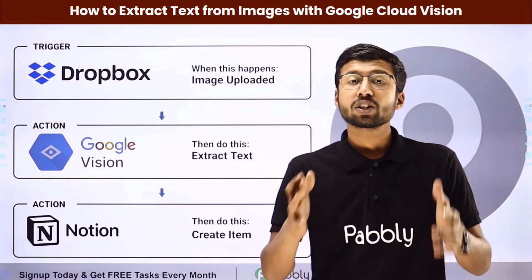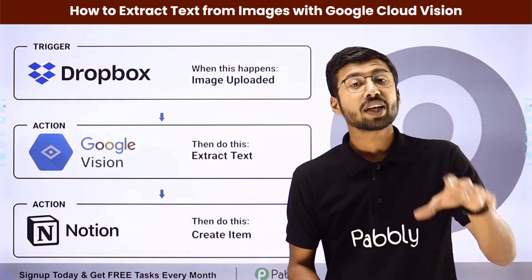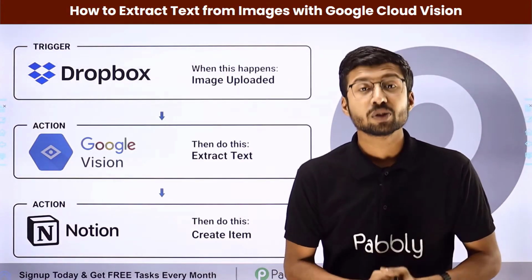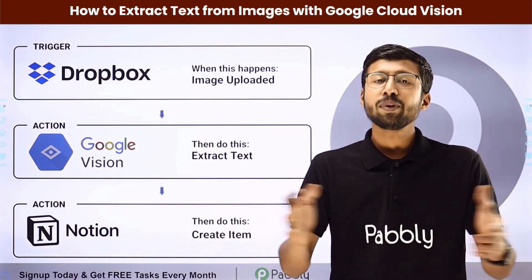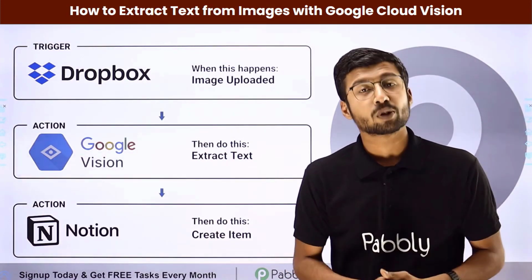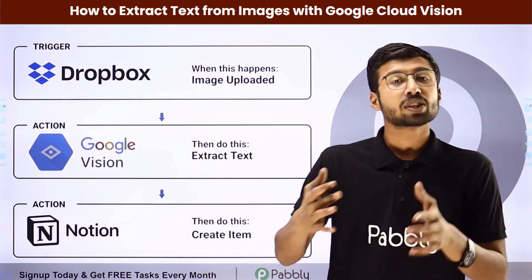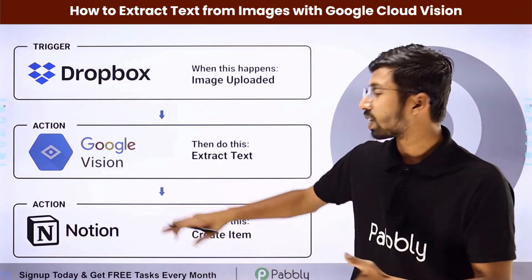So in this video, we will learn how to extract text from images with Google Cloud Vision. Now suppose guys you have lots and lots of images and you want to extract the text you have in those images using Google Cloud Vision, which is an amazing application from Google. Now guys, let me tell you, you can completely automate the process of extracting text and adding those text details in some application, for example like Notion.